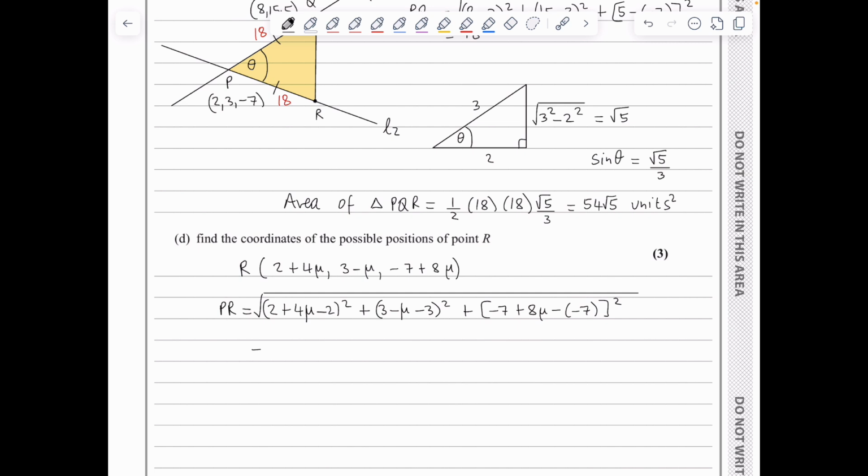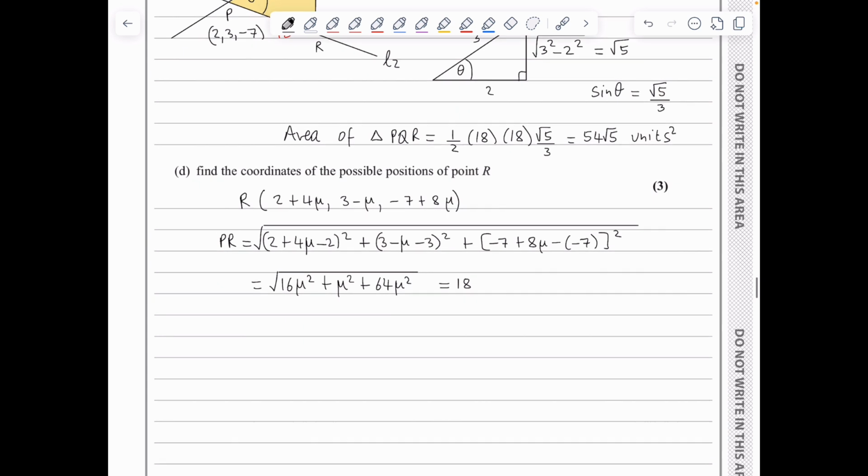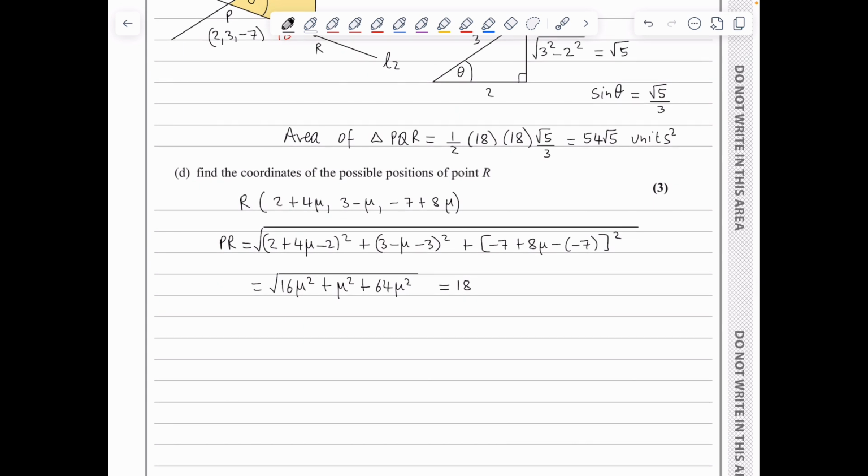This gives an answer of 16 mu squared plus 64 mu squared, all square rooted, and we know that this is equal to 18. So I can remove the square root, I can collect the mu squared, I get 81 mu squared is equal to 18 squared, which is 324. If I divide by 81, I get that mu squared is 4. And so mu is plus or minus 2. So two possible values for mu, leading to two possible positions for point R.